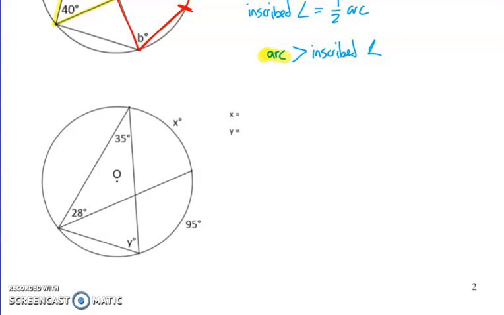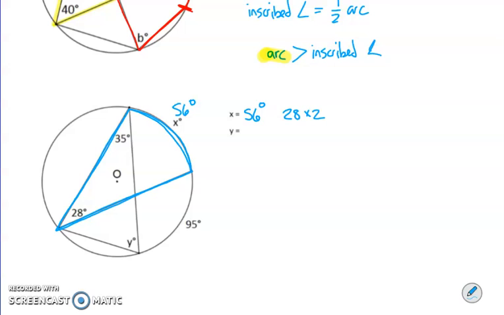And finally, the last one. Again, we only need to find two variables, but it's a little bit more challenging because I do not have a diameter. So how do we go about doing this? Well, we have to recognize some inscribed angles again. So this is an inscribed angle. The angle is 28 degrees. The arc has to be bigger. So to get X, you have to take 28 times 2. All right, so that gives me 56. So now X is going to be 56 degrees. So this arc here is 56.